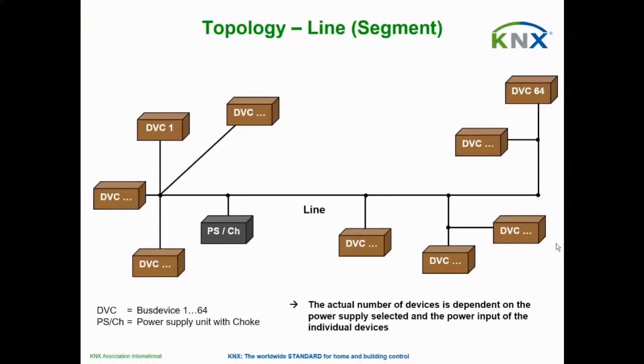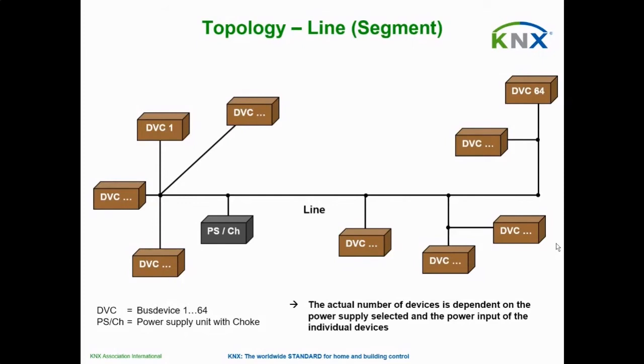On the first slide, I show the topology of a KNX line or a KNX segment. The components of a KNX line are, we have our power supply with a built-in choke. This gives us our 29 volt, 30 volt DC KNX power supply to the bus. And then all of our devices are just connected onto that bus any old way we want. We have star points, we have T points, it doesn't matter how we connect to a KNX line. It's a simple two-wire system.